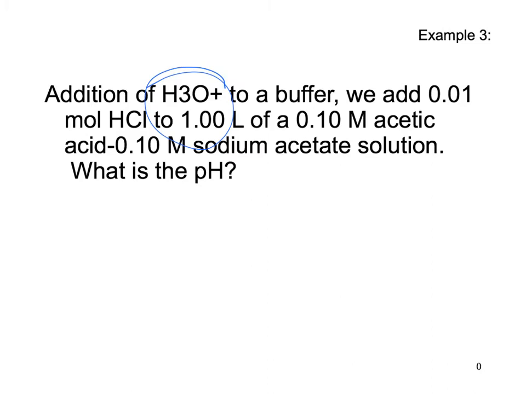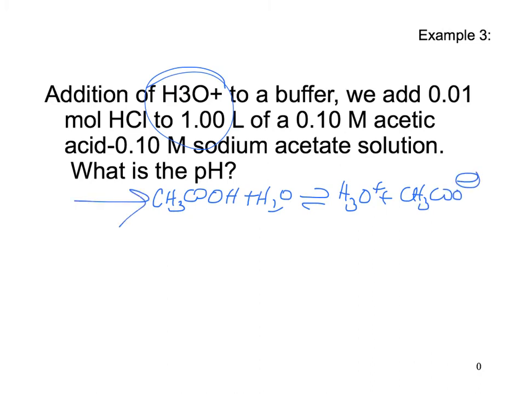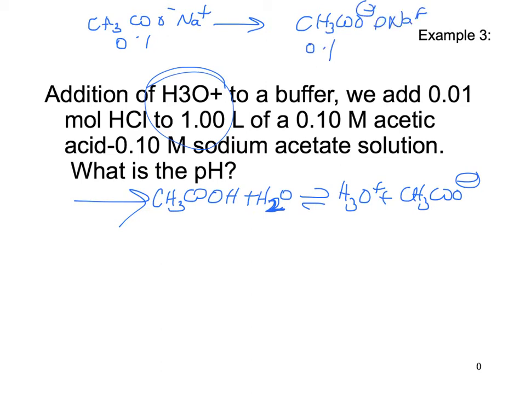So realize again, we have 2 things in our buffer. We have acetic acid, which with water is going to give you hydronium plus acetate. That's my main ionization, and I have in my solution sodium acetate, CH3COO minus Na plus. So if I use 0.1, that is going to give me 0.1 moles of sodium and 0.1 of the acetate, and to that I'm going to now add hydronium.